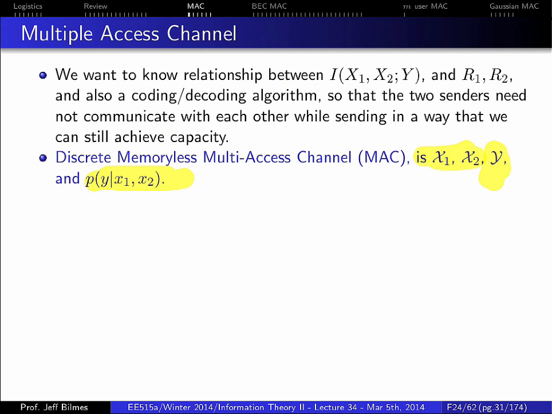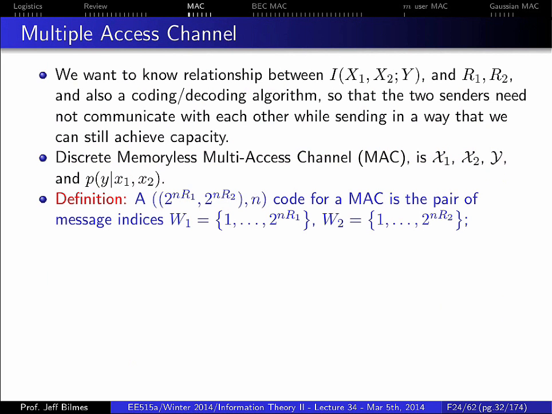What would happen if the pathway from x1 to y and x2 to y were completely independent? What would happen in that case? Parallel channel? Yeah, what would be the rate? What would be the capacity? What would be the limits on the rate, I mean? It would just be the sum of the two capacities, right? Because there's no interference. So it's very simple. We have an example of that, even.